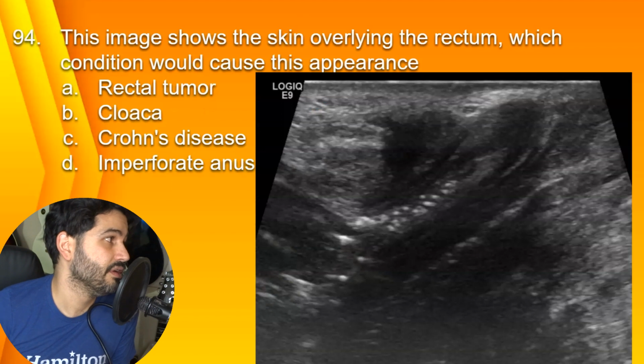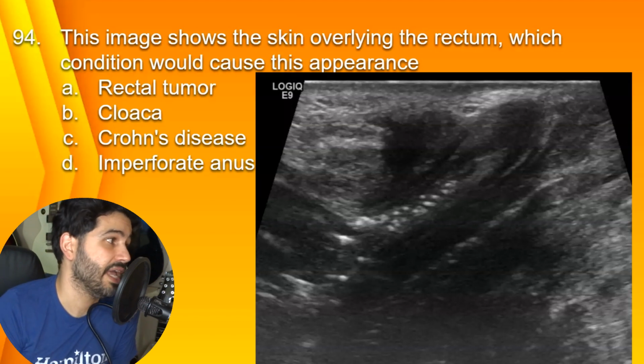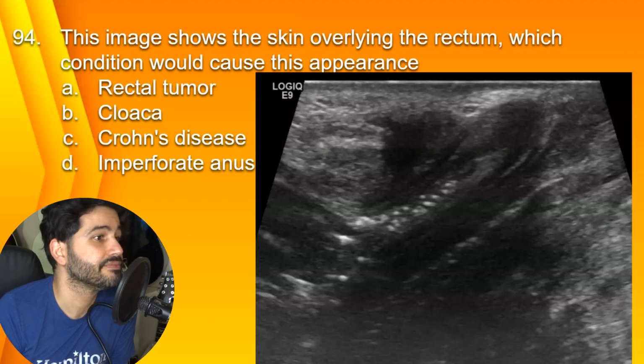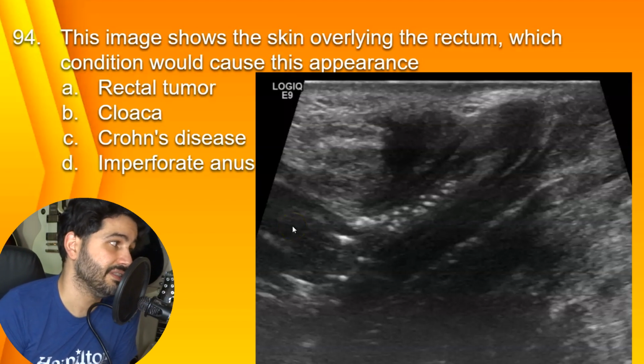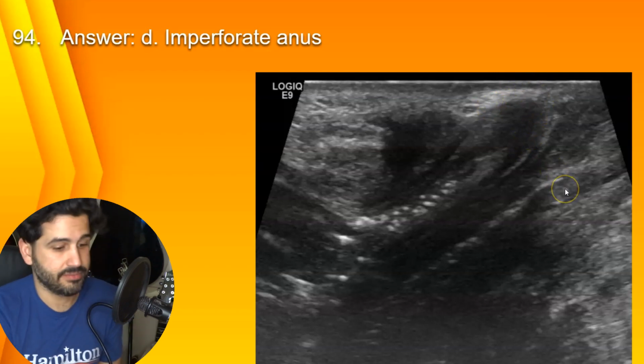Number 94. This image shows the skin overlying the rectum. Which condition would cause this appearance? A, rectal tumor. B, cloaca. C, Crohn's disease. Or D, imperforate anus. All right, so the answer is D, imperforate anus. You have a rectal pouch that doesn't connect to the surface of the skin.